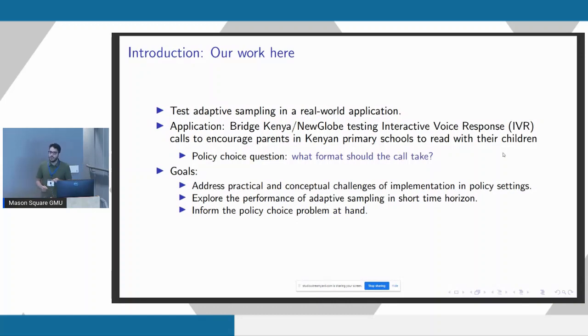There are three main goals in this work. First, we would like to address practical and conceptual challenges of implementation in policy settings. Second, we would like to explore the performance of adaptive sampling in a short time horizon. And this is important because usually in all these papers, we talk about the asymptotic properties of the algorithms, but we would like to see if this actually works in a short time horizon. And third, we would like to inform the policy choice problem at hand.